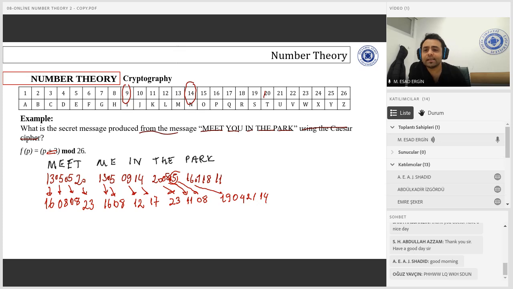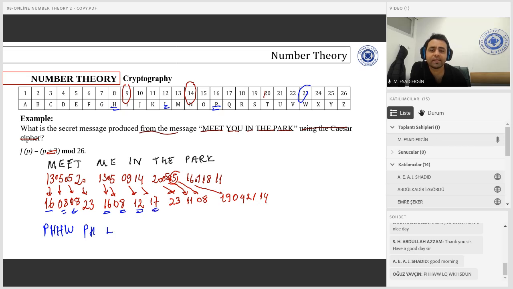Now what is 16? It is P. And what is 8? It is H, which is the same, and 23 is W. Now, what is 16? Again, it is P. What is 8? It is H. What is 12? It is L.